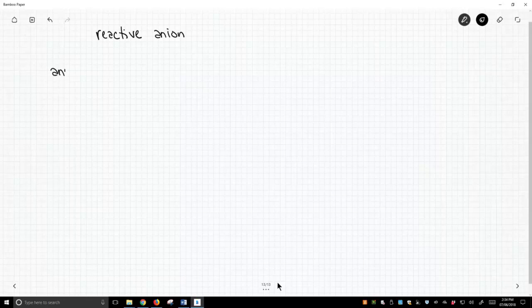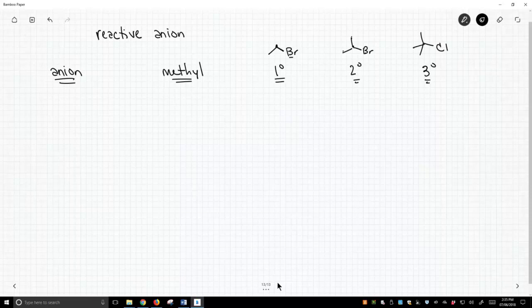So here's our anion. And this anion is going to react with either a methyl halide. It could react with a primary halide. Let's see an example of a primary halide where the halogen is attached to a carbon that's attached to another carbon. It could be secondary. That would be a secondary halide. The halide is attached to a carbon with two other carbon groups. And then, of course, there are tertiary halides. And t-butyl is the most common. Let's mix it up and go chlorine there. Okay, so that's a tertiary halide.